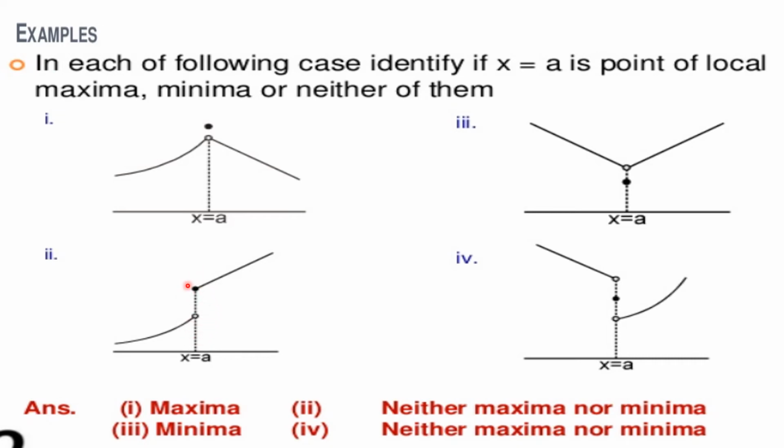Okay, my children, we say that it has neither local maximum nor local minimum. Now come to the third figure. At x is equal to a, it has local minimum. At this point x is equal to a, the function has local minimum. Now come to the fourth figure. f is not having local maximum, neither local maximum nor minimum. Understood this point, my children?